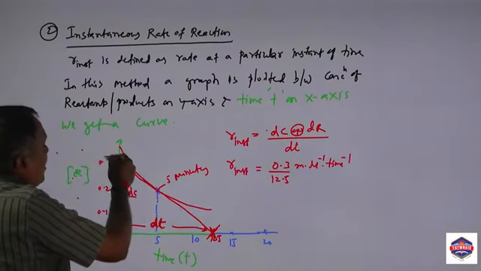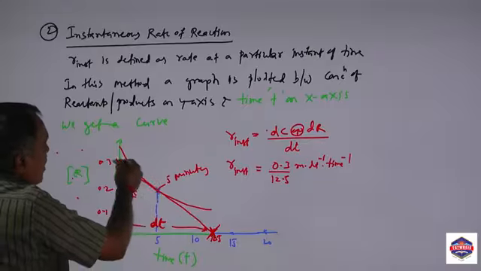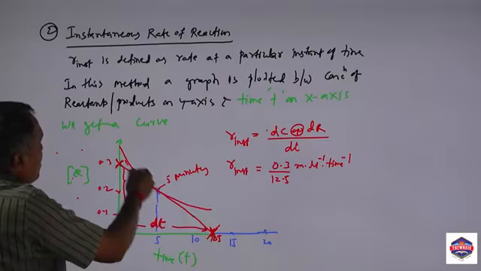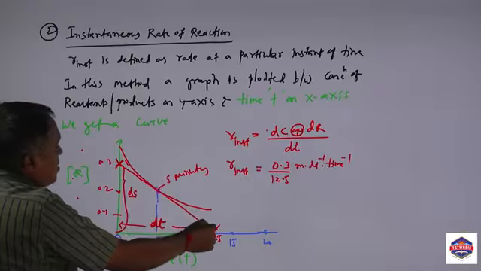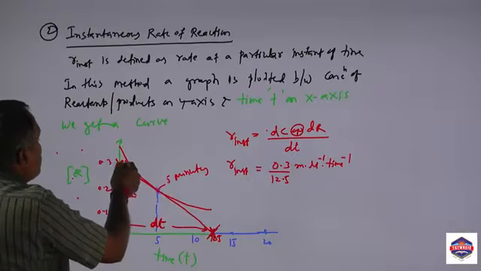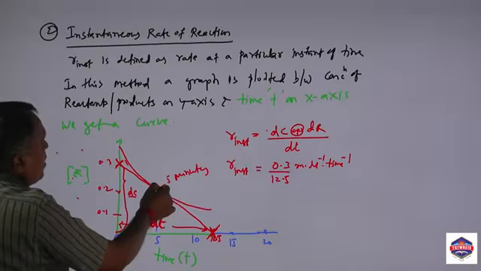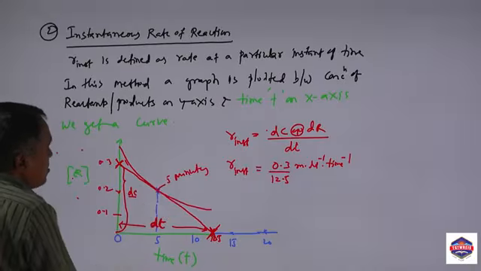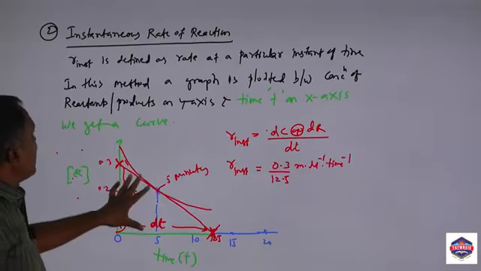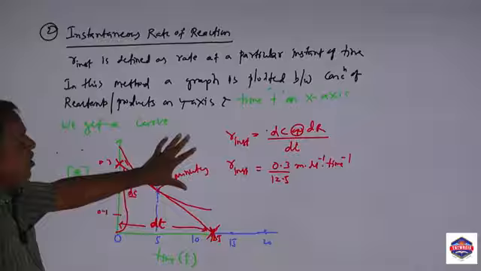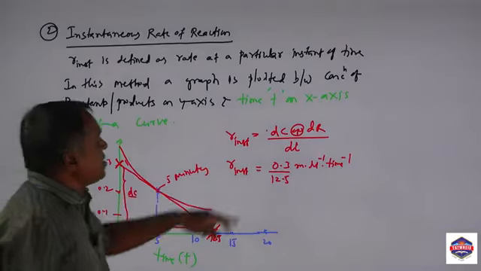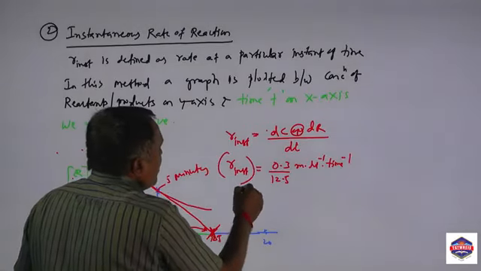In this method, a tangent line is drawn. This is the tangent line. It touches the x-axis and the y-axis, and touches the curve at a given instant of time, that is 5 minutes. Therefore, it is the instantaneous rate at 5 minutes.